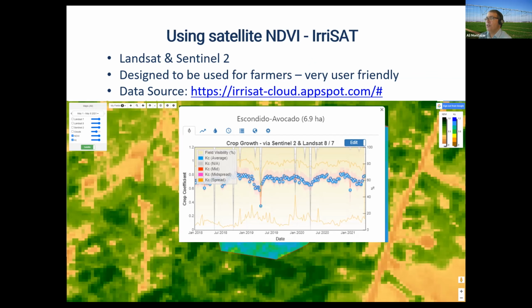This is the website you see here, the link. So you go there, you create an account for yourself, and you put a polygon from your orchard, and you can just monitor what's going on with crop coefficient and ET over time.